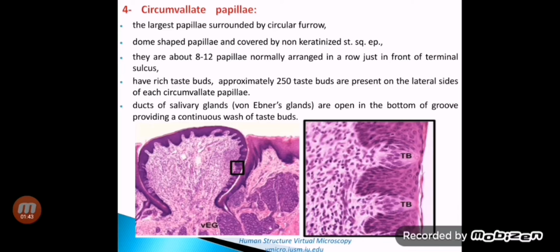For circumvallate papillae, they are the largest type of papillae, surrounded by circular furrows. They are dome-shaped papillae, covered by non-keratinized stratified squamous epithelium. There are about 8 to 12 papillae, normally arranged in a single row just in front of the terminal sulcus. They have rich taste buds, approximately 250 taste buds on the lateral side of each circumvallate papilla. The ducts of von Ebner's gland, which are serous glands, open into the bottom of this groove. This provides a continuous washing of these taste buds.